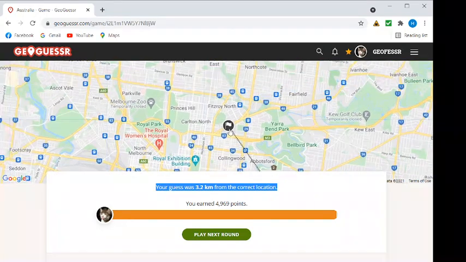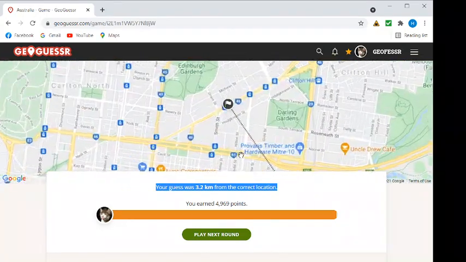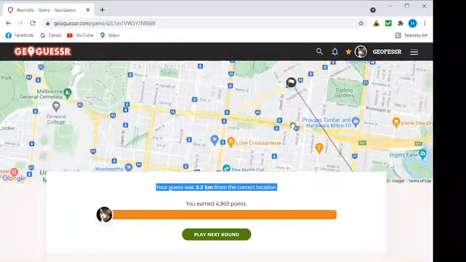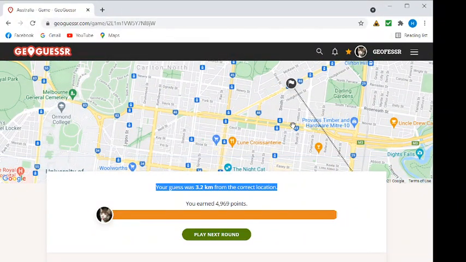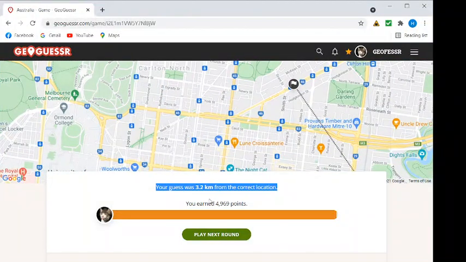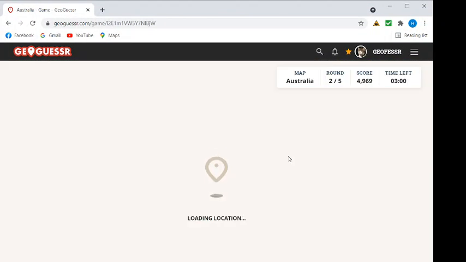Okay, so there's 83. Okay. Alexandra Parade. So a useful thing to remember is that the blue signs like this on roads are in Victoria and not in South Australia, it looks like.